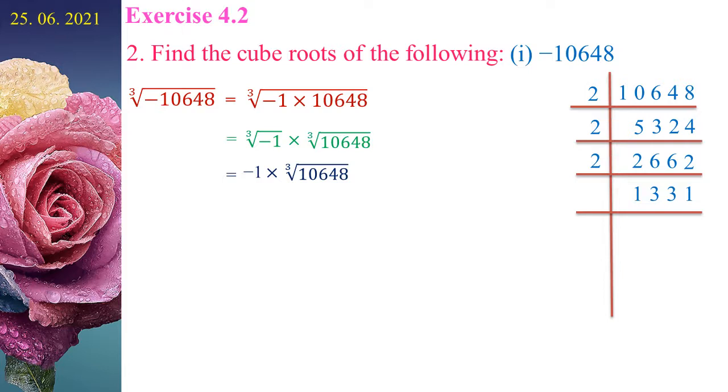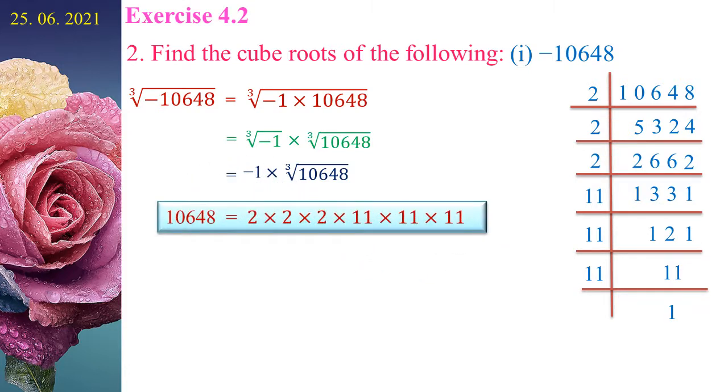The number 1331 is divisible by 11. 1 11 is 11, balance 2, 23, 2 11s are 22, balance 1, 11, 1 11 is 11. The number 121 is divisible by 11. 11 11s are 121. The number 11 is divisible by 11. We will get 1.